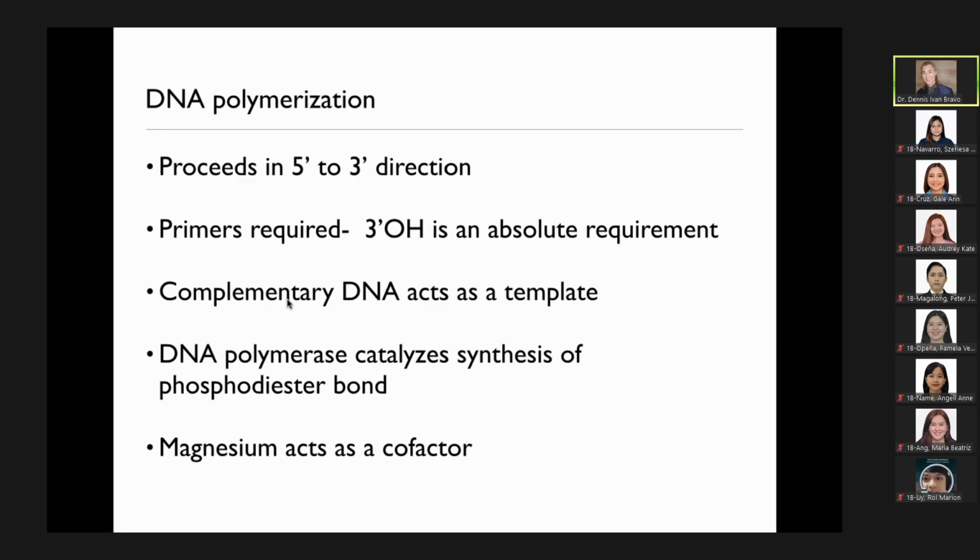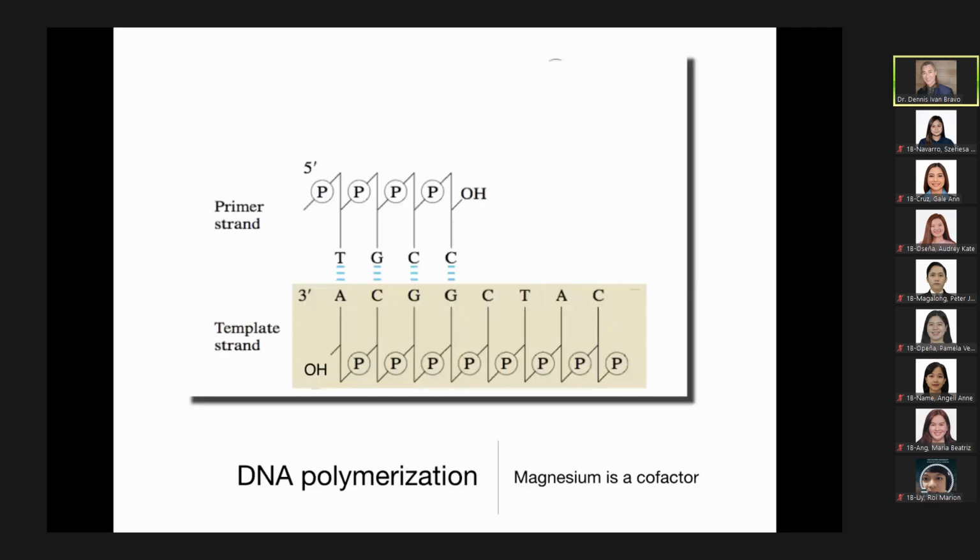Now, to determine the sequence of the new strand being synthesized, there should be a complementary DNA that would act as a template, and the sequence is determined through the usual base pairing. The enzyme that catalyzes the process is DNA polymerase, and of course, magnesium acts as a cofactor. To illustrate this principle, we have here a simple diagram. This, of course, would act as the template. Take note of the polarity. This would be the sugar phosphate backbone, while this is the 5' end, and this is the 3' end.